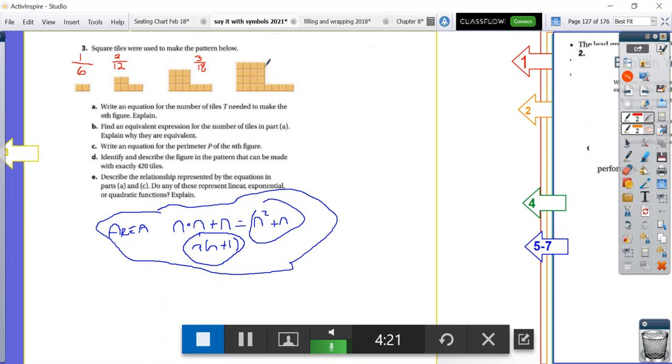I'm willing to bet that this looks pretty linear, right? We're adding 6 every time. I'm going to guess this one has 24. But let's double check. 1, 2, 3, 4, 5, 6, 7, 8, 9, 10, 11, 12, 13, 14, 15, 16, 17, 18, 19, 20, 21, 22, 23, 24.